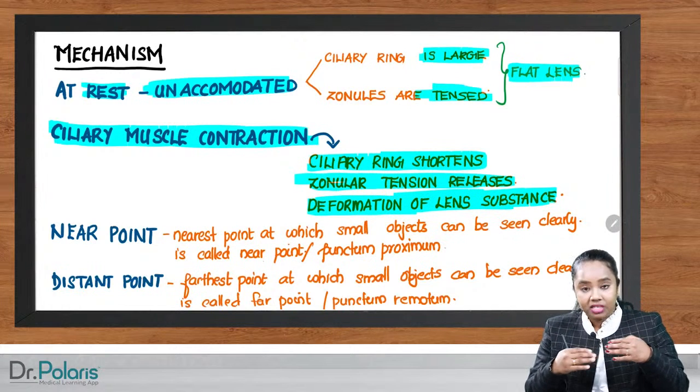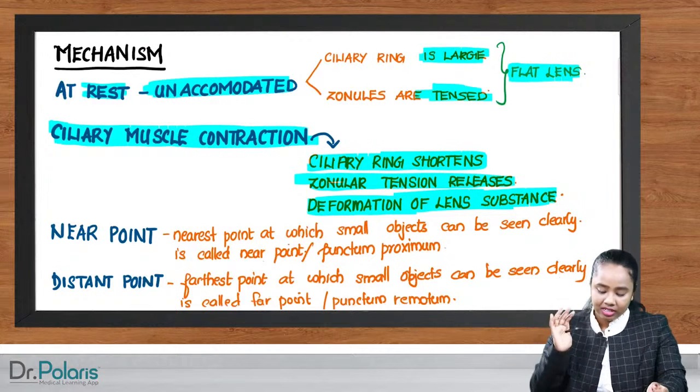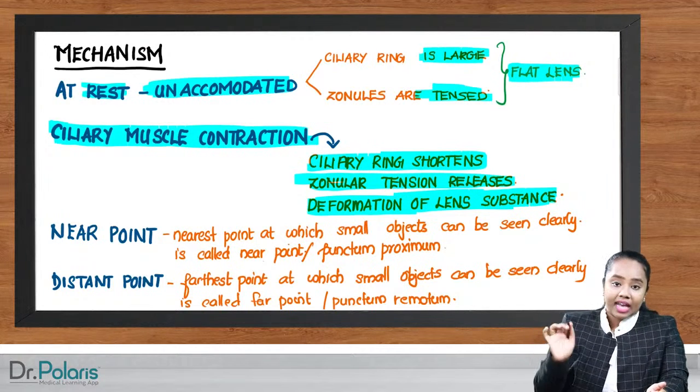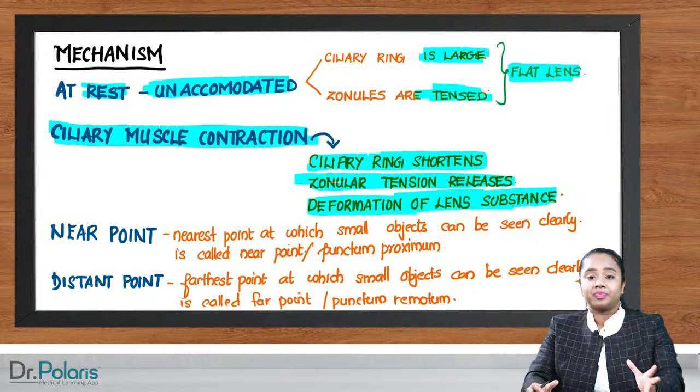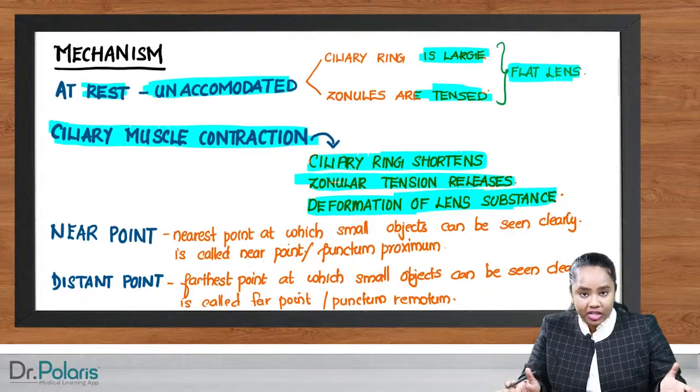So when it is being stretched, the curvature is less, the lens is a flat one. So when the tension on either side is released, it becomes like a dome shape. So a particular type of lens which is having increased curvature is there. That is how the mechanism is acting. Mainly it is the ciliary ring, the ciliary muscle contraction and relaxation that depends here.